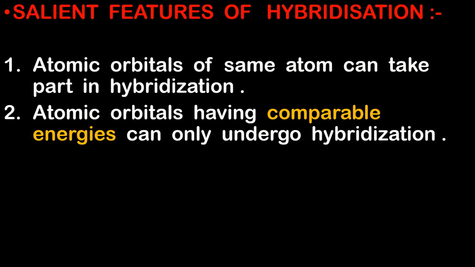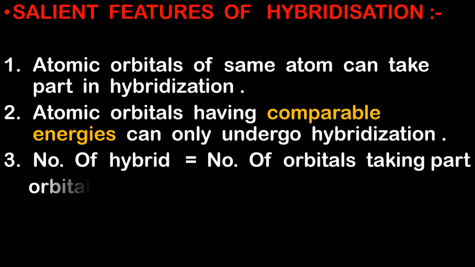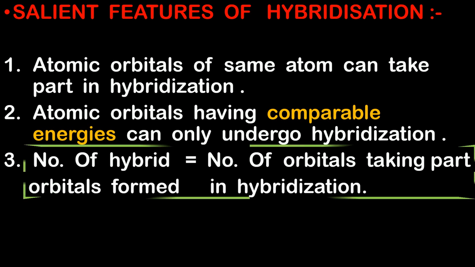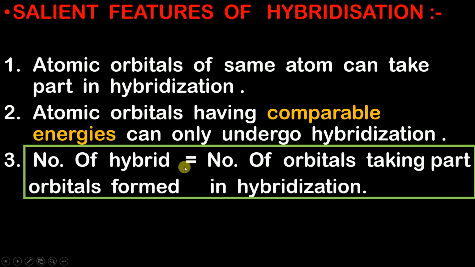If the energy difference is more, then hybridization is not possible. Clear? The third point, this we have discussed just now, is that the number of hybrid orbitals formed is equal to the number of orbitals taking part in hybridization.